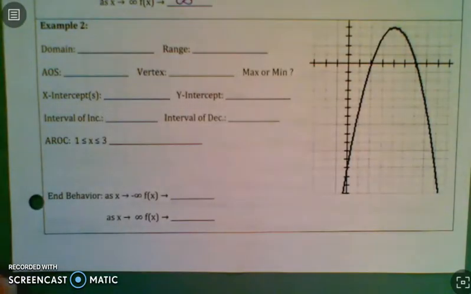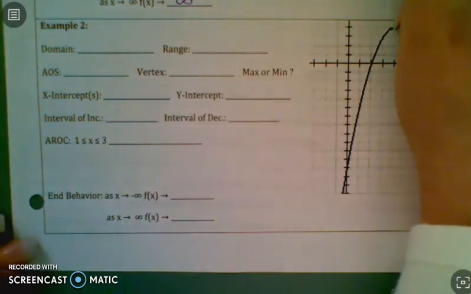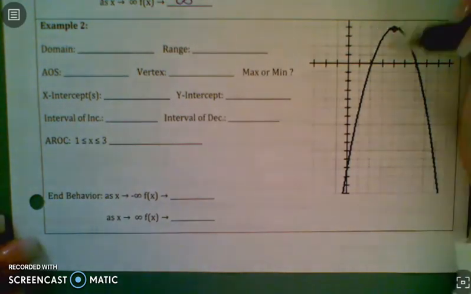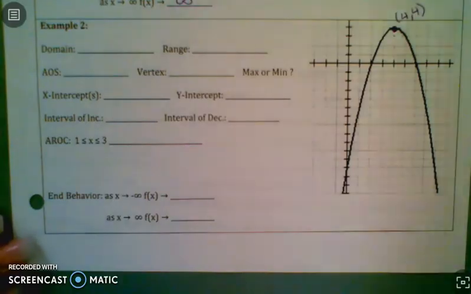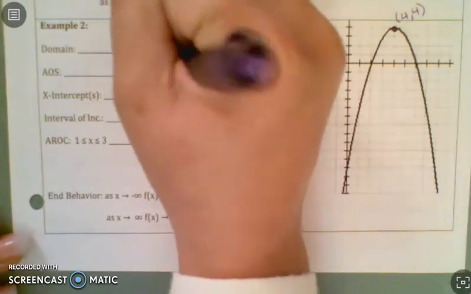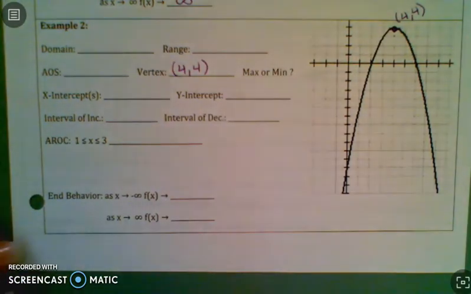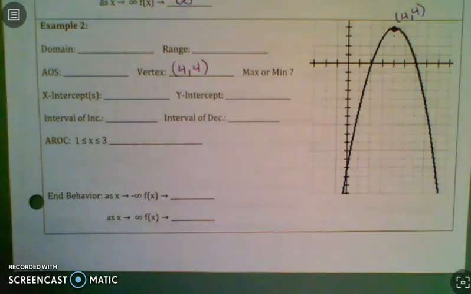Okay, so for our next example, I give you the graph. Don't forget, up here is your vertex. That's the first thing you want to label when you're given a graph. 1, 2, 3, 4, comma, 1, 2, 3, 4. So (4, 4). I want you to go ahead and do this problem on your own and check it with the answer key.